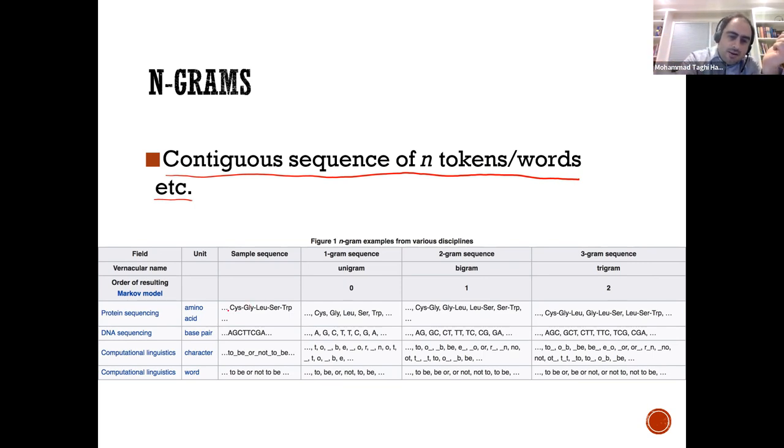For example, if your sample sequence is like this, then the 1-gram sequence would be just each of these words, each of them one thing. This is the unigram or 1-gram. If you want to consider 2-grams, the 2-grams would be two of them together: this one and the next, then the next one and the one after that, and so on. So these are the 2-grams. And finally, these are the 3-grams. The 3-grams just take any 3 of them, again continuous ones. So this can be defined for different sample sequences. n-grams are like that.